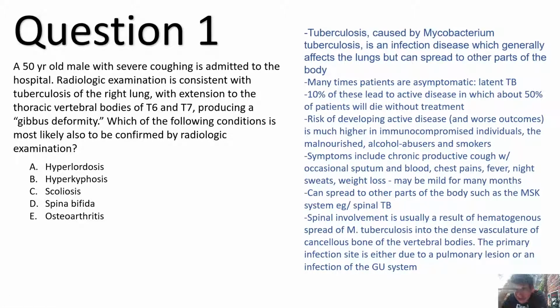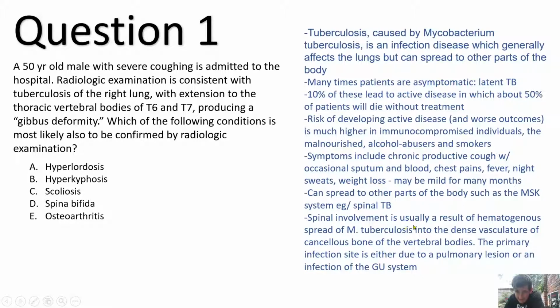10% of those will lead to active disease, in which about 50% will die without proper treatment. The risk of developing active disease and worse outcomes is much higher in immunocompromised individuals, malnourished, alcohol abusers, and smokers. Symptoms include chronic productive cough with occasional sputum, blood, chest pains, fever, night sweats, weight loss. And these can be mild for many months. And as said, it can spread to other parts of the body, such as the musculoskeletal system, and spinal tuberculosis is about 50% of those.